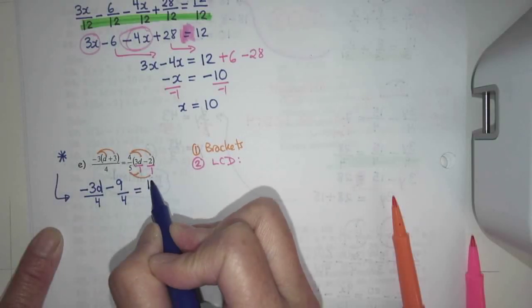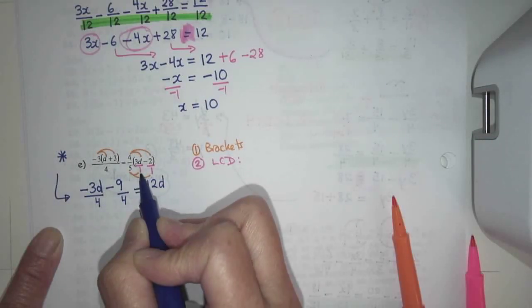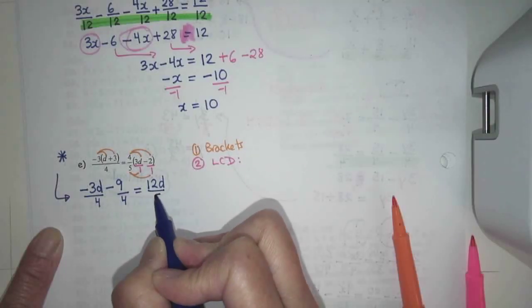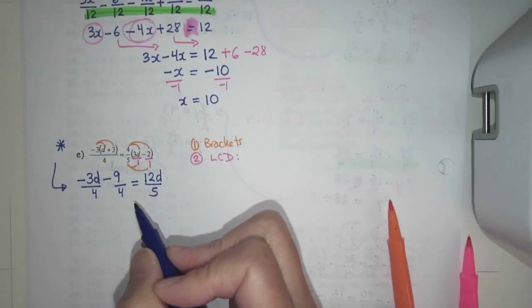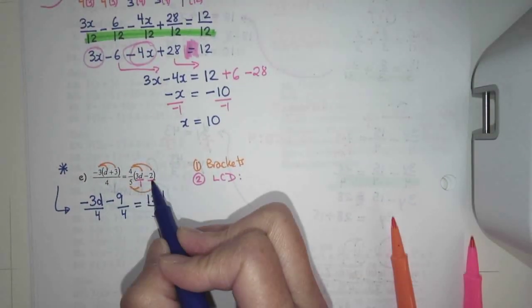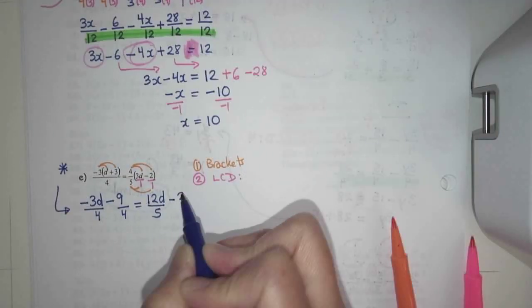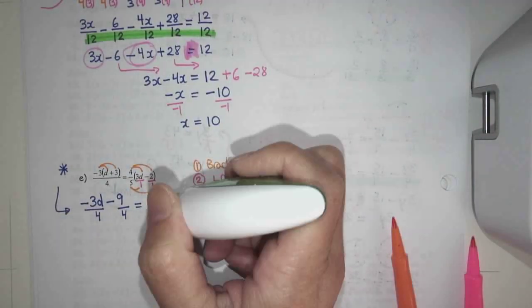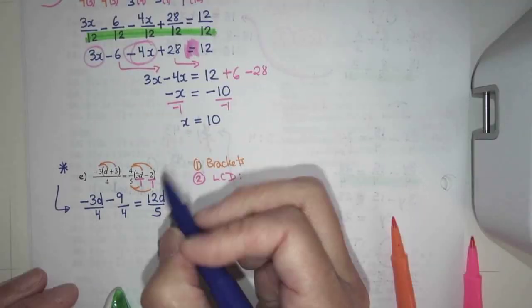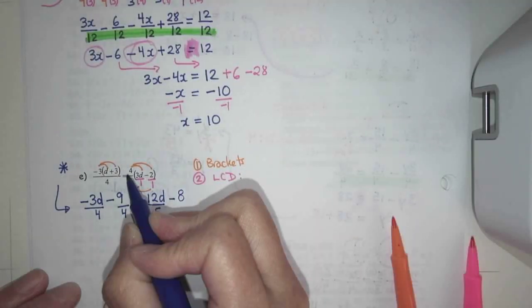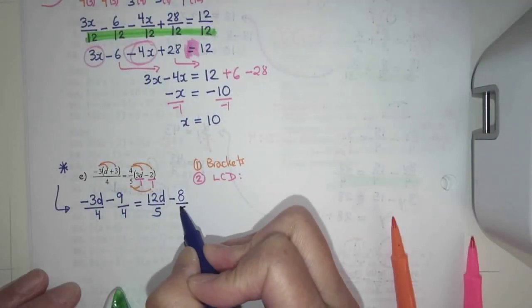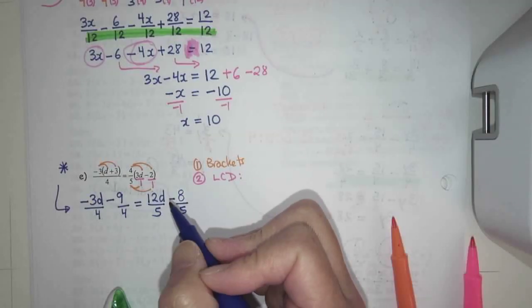Now this one's the same one that we tried before. So 4 times 3, so 12D. 5 times 1, 5. Okay, then 4 times negative 2, so negative 8. That's my fault. So negative 8, right, top times top, and then denominator over 5.